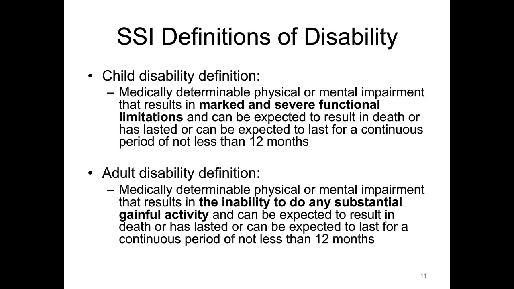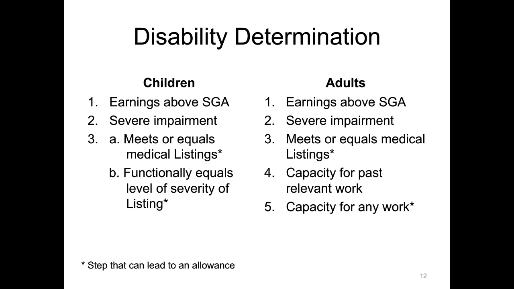To determine whether or not an individual has a disability that qualifies, there's a 3-step process for children and a 5-step process for adults. They're very similar to start with for both. They start with determining whether or not an individual has earnings above the substantial gainful activity level, which for the non-blind individual is $1,180 a month. If an individual earns above that, then they are technically not eligible and the application would stop. If they don't have earnings above that level, it goes on to step 2, which is whether or not they have a severe impairment.